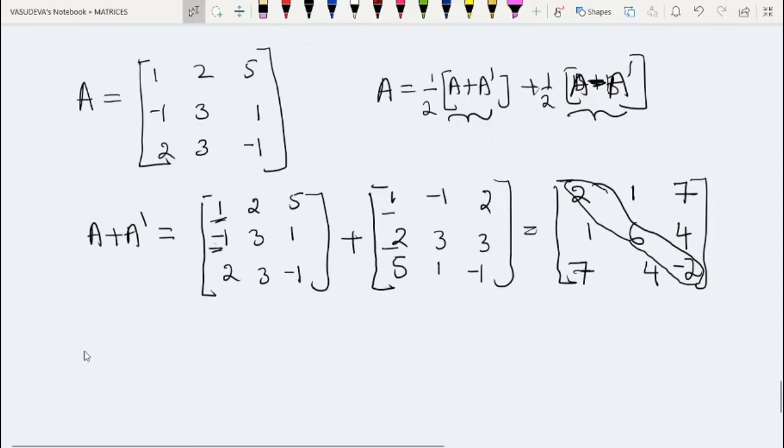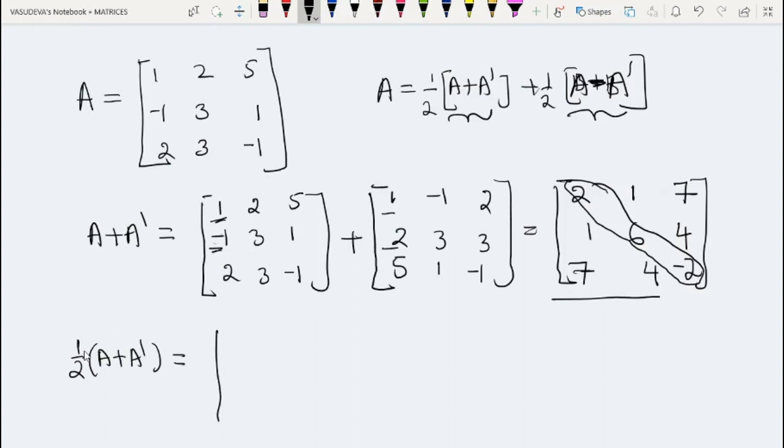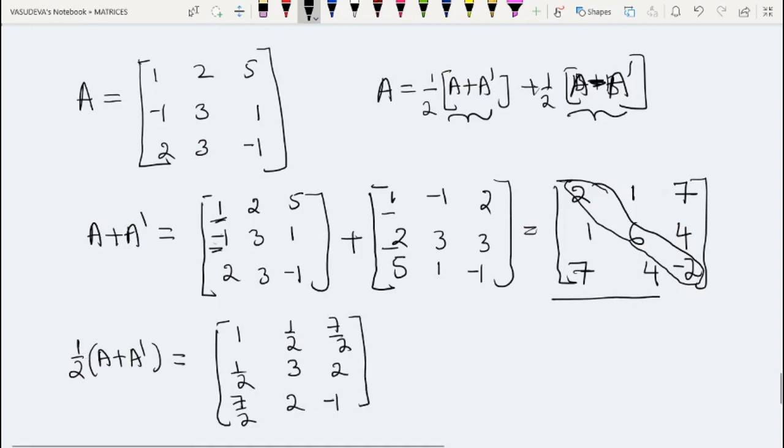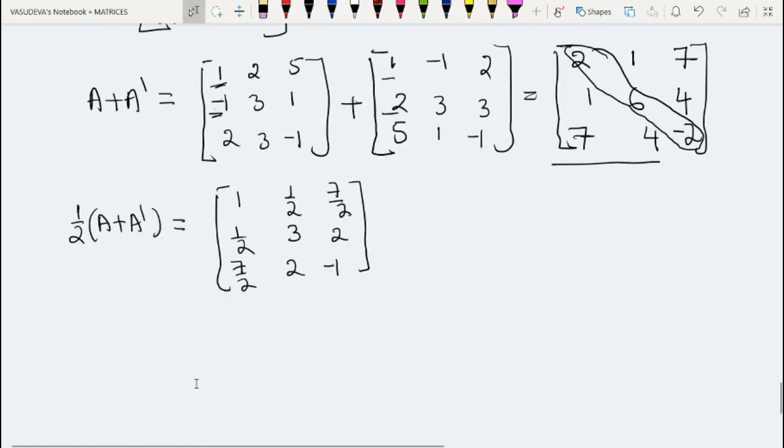So we can write half of A plus A dash. Half of A plus A dash is multiplying all the elements of A plus A dash by 1 by 2, that is dividing by 2. This is 1, 1 by 2, 7 by 2, 1 by 2, and 6 by 2 is 3, 2, 7 by 2, and 2, minus 2 by 2 is 1, minus 1. So this is half of A plus A dash.